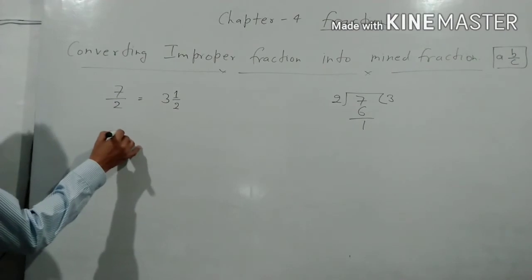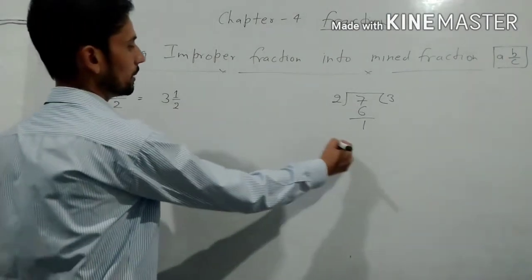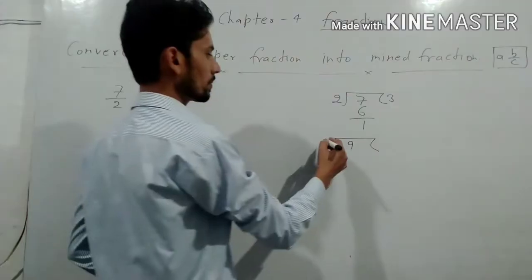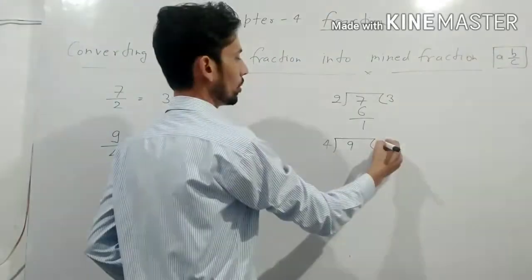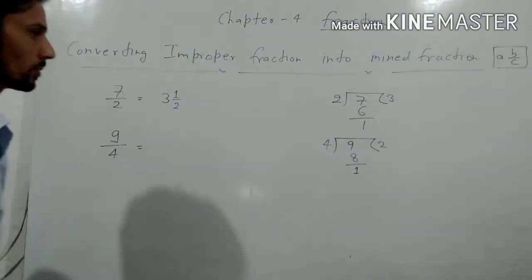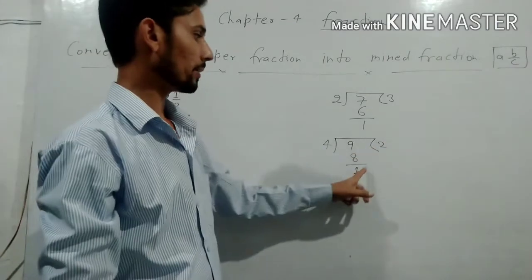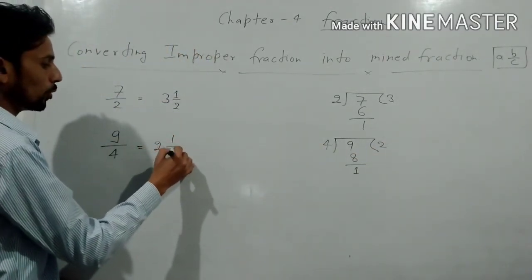Second is 9 upon 4. So we divide. 4 twos are 8. 1 is remainder here. So 2 1 upon 4.